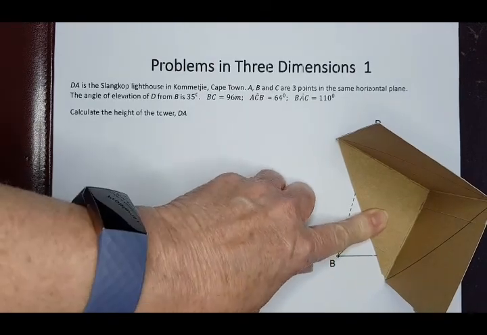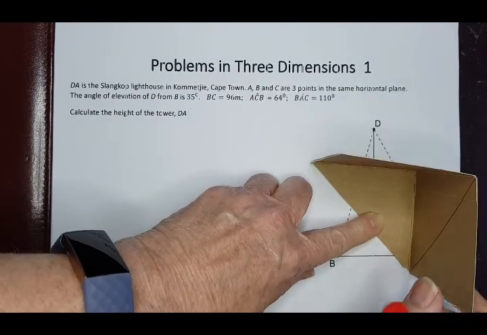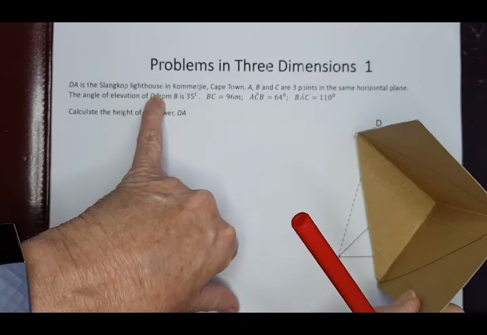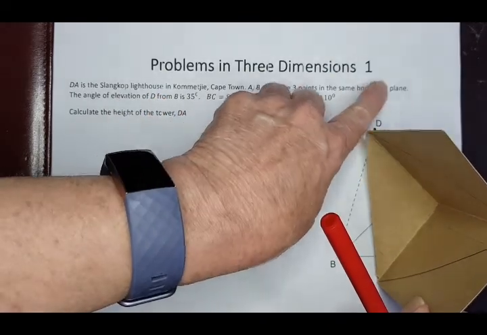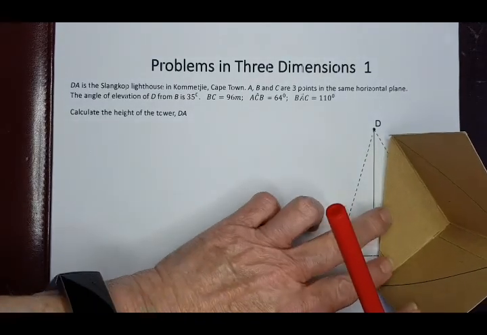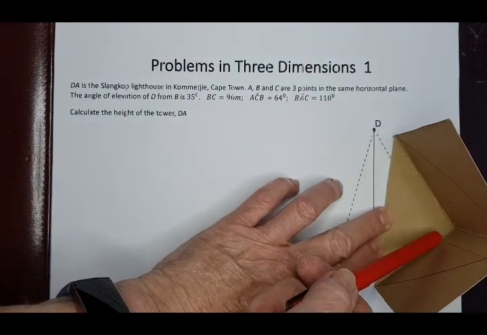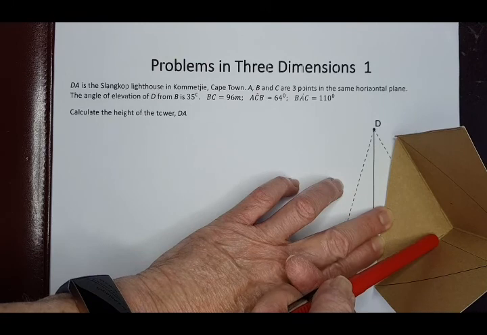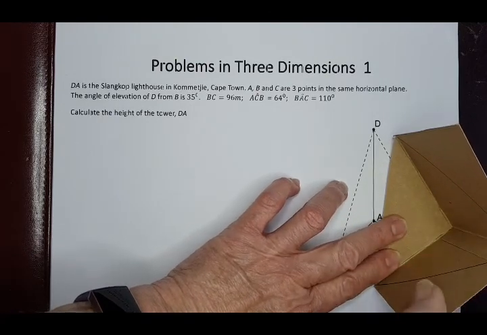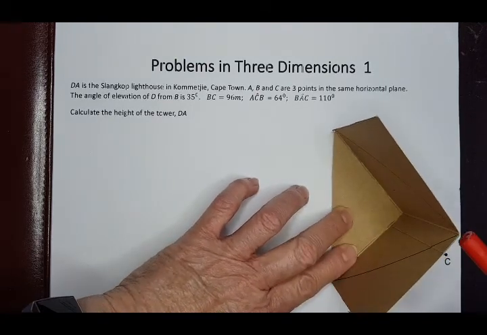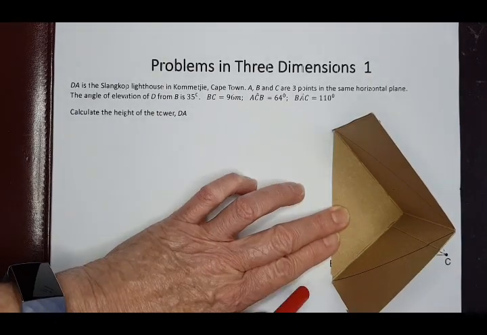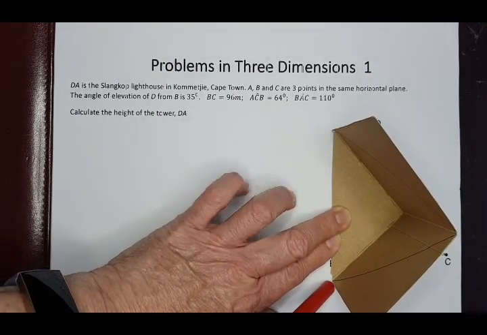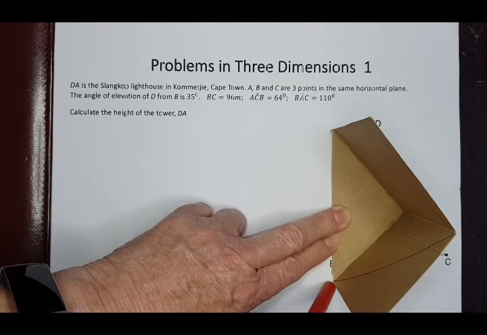You are told in this particular case that you have the Slankhop lighthouse. A, B, and C are points in the same horizontal plane. So point A is the bottom of your lighthouse. D is going to be the top of your lighthouse. All right. Points B and C are in the same horizontal plane.